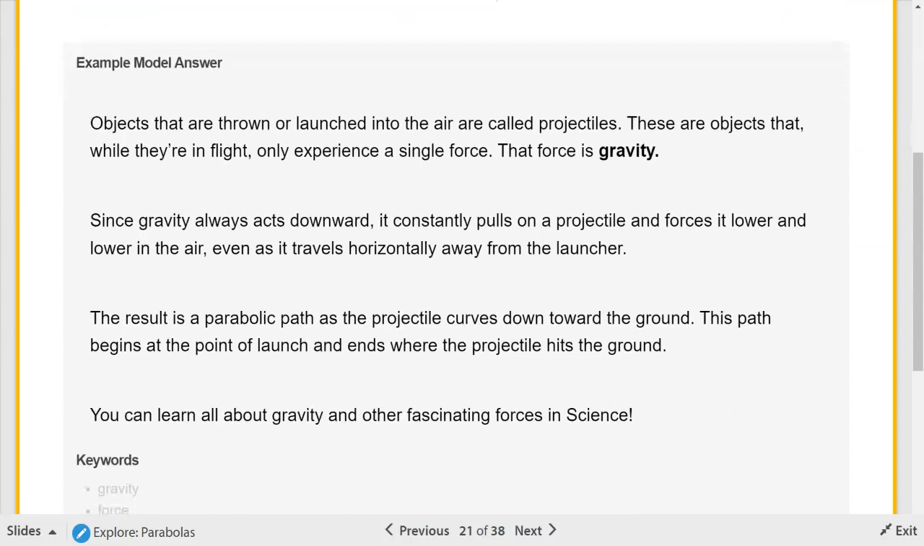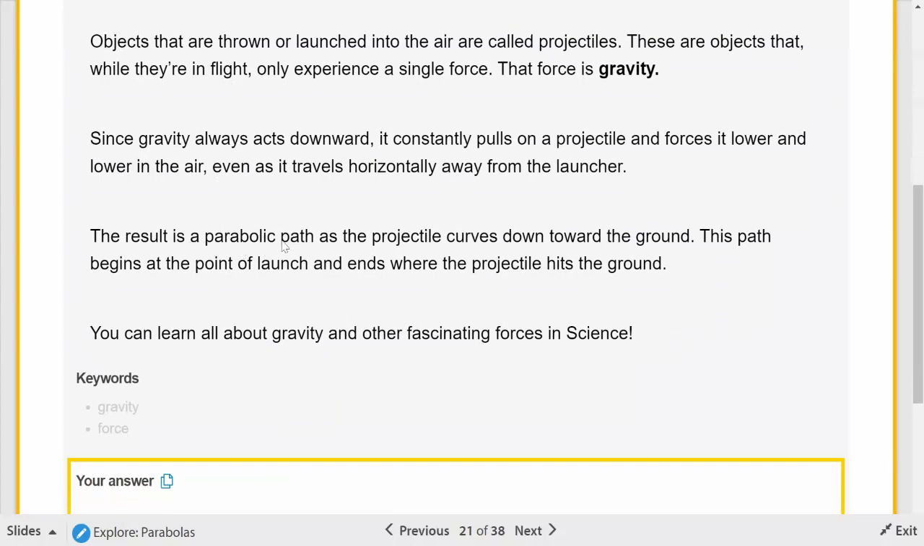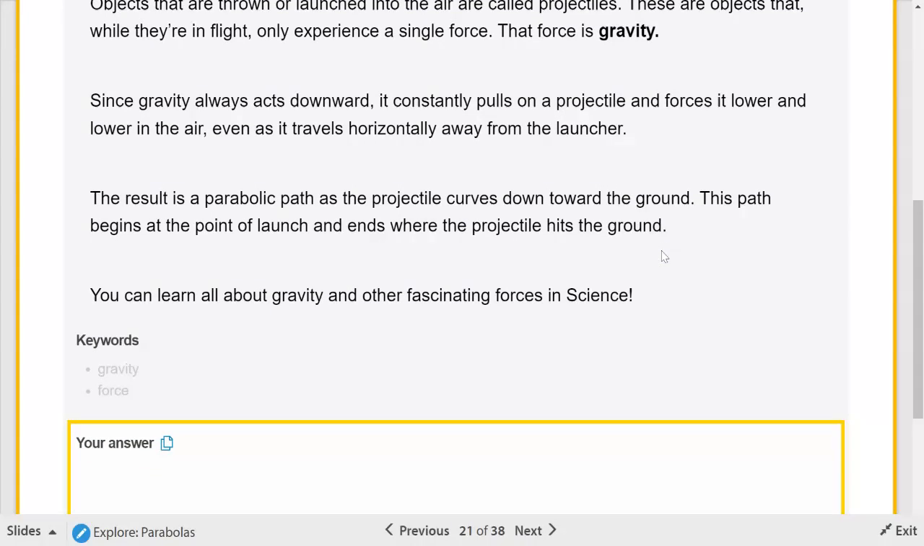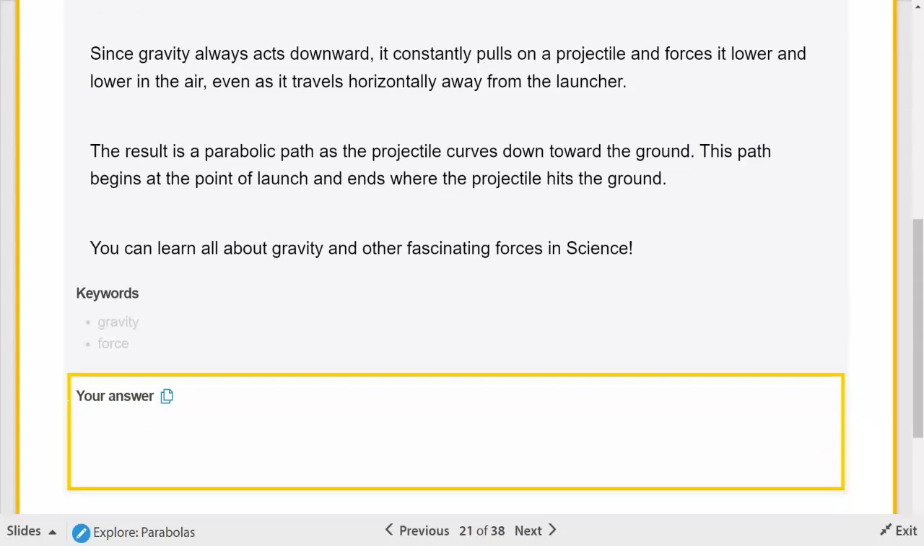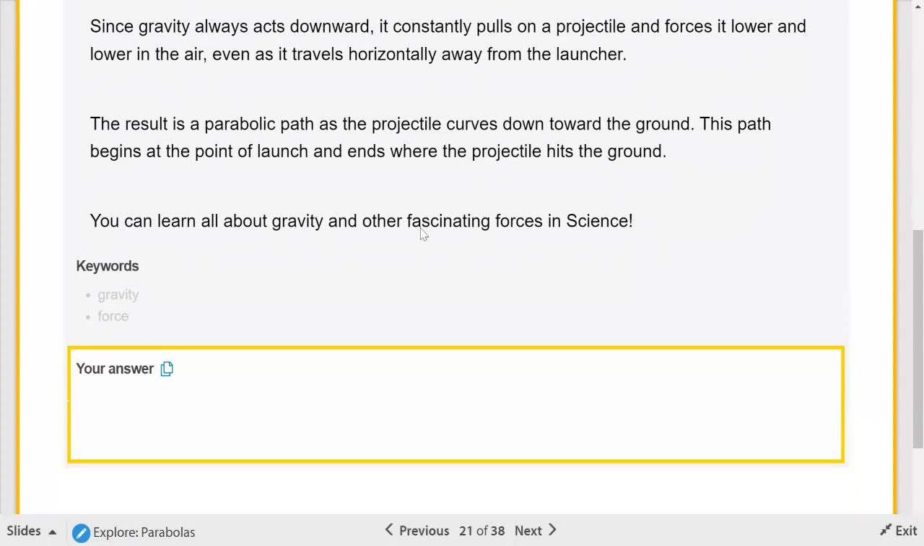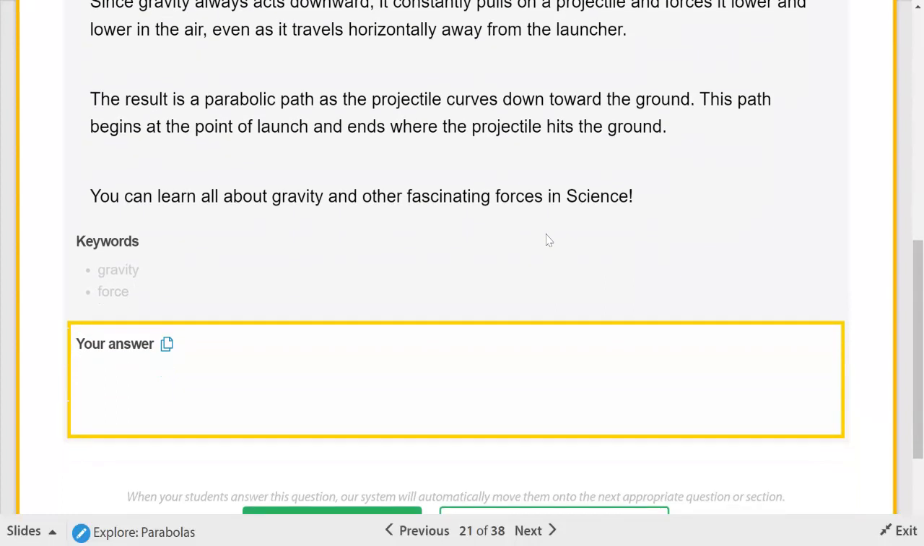Here's an answer. Objects that are thrown or launched into the air are called projectiles, and these are objects that while they're in flight only experience a single force. That force is gravity. Since gravity always acts downwards, it constantly pulls a projectile and forces it lower and lower in the air, even as it travels horizontally away from the launcher. The result is a parabolic path as the projectile curves down toward the ground. This path begins at the point of launch and ends where the projectile hits the ground. You can learn all about gravity and other fascinating forces in science.